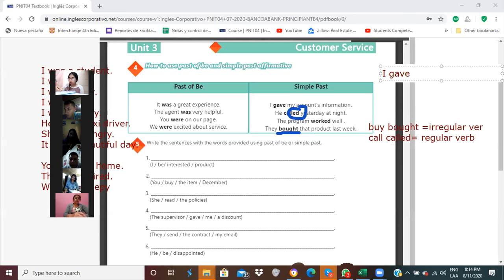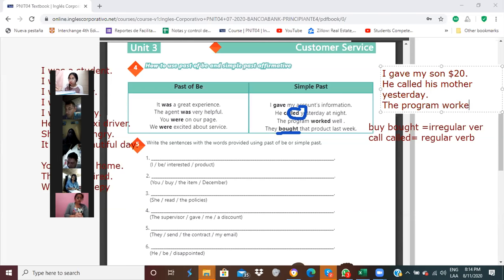I gave my son $20. Okay. He called his mother yesterday, for example. The program worked. You could say the program worked all night.